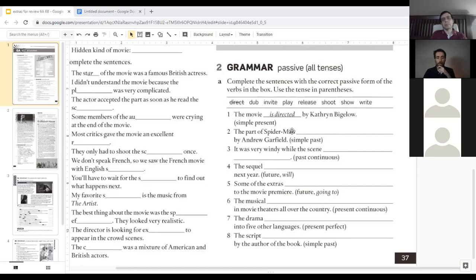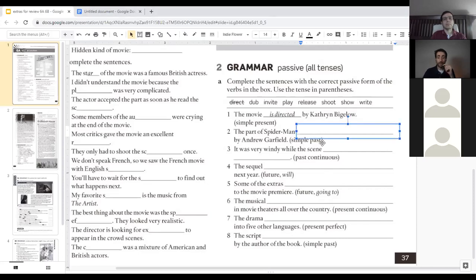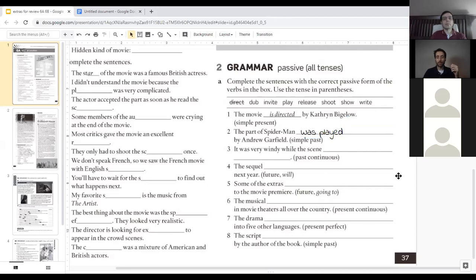Robert is giving us here an opinion. But Robert, be careful. Robert says "is played." According to the text, we are supposed to use simple past. So no "is," but "was." Exactly. Over there, Vivian is also giving us her opinion. The part of Spider-Man was played by Andrew Garfield. Okay.